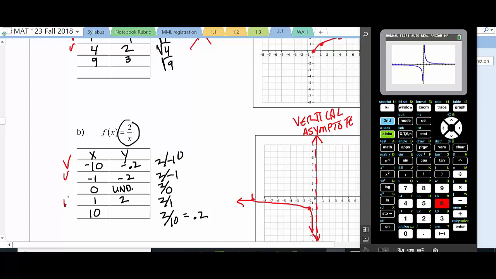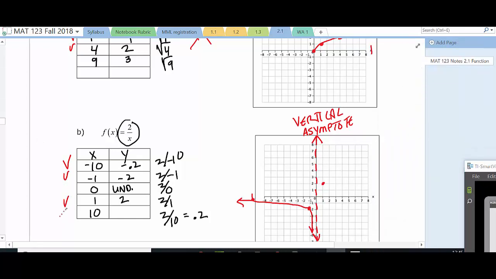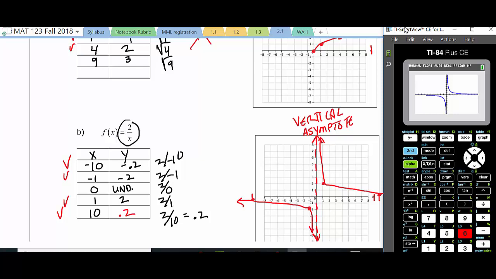Then if you go to the point 1, 2, you go over 1, up 2. And then if you go to, this would be 10 and 0.2, you just go over 10 and up a little bit above the x-axis, and then you just sketch this in kind of like that. So let me show you kind of what's happening on this problem. All right, and I'll see if this roughly makes any sense to you or not.